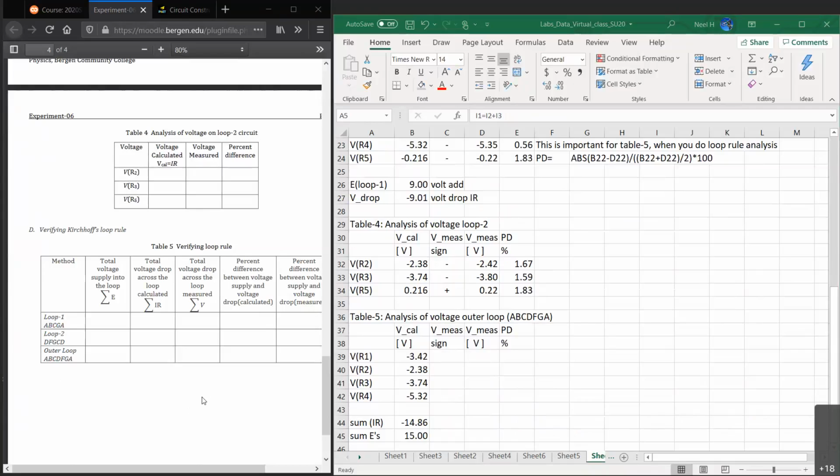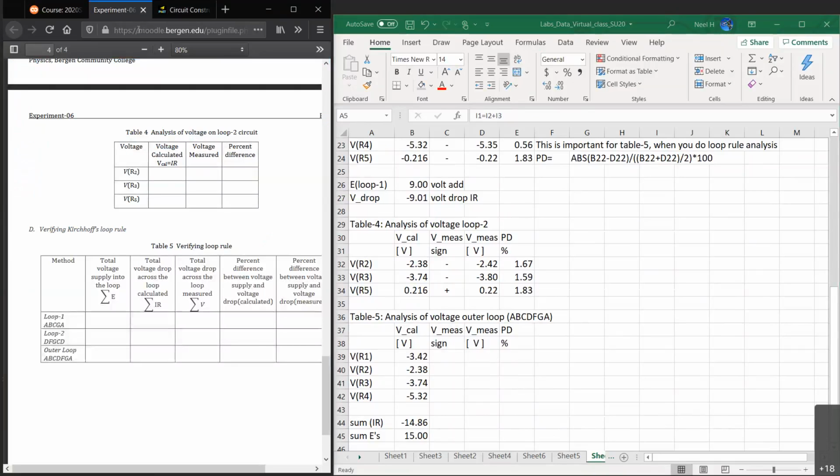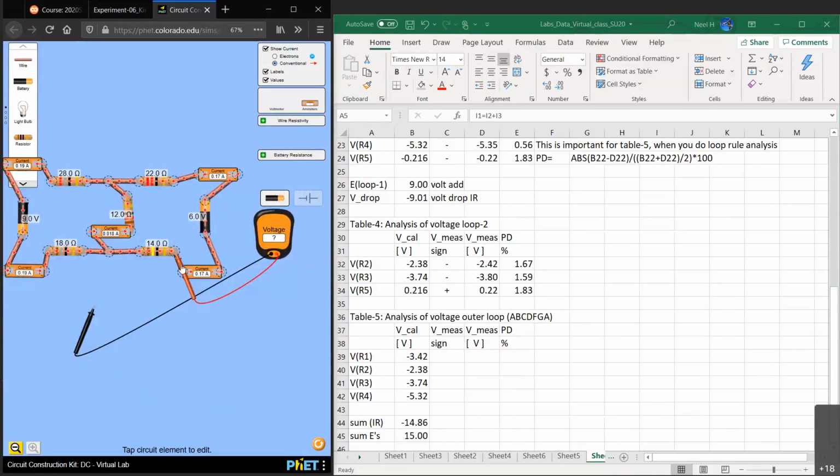All right, so let's measure this one then. Now we're going to start again from this point. Let me go back to this. We need the board diagram. This diagram, now we are on the outer loop. We're going to start from A: A to B, B to C, C to D, D to F, F to G, and then G to A. We need the voltage across R1, R2, R3, R4. So let's measure them again.